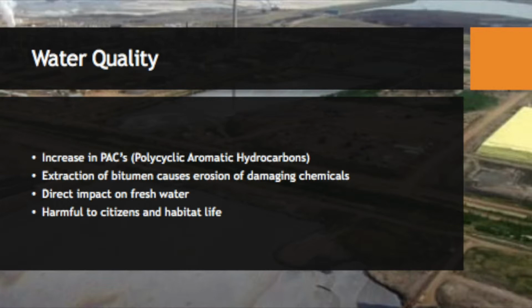Once the extraction process happens, there's an obvious increase in the erosion of bitumen in the area. Through natural weathering processes, the extraction impacts cause these sediments to be transferred into the fresh water. This causes extreme harm to habitat life within the waters, but also the people who rely on the freshwater sources within the surrounding communities.